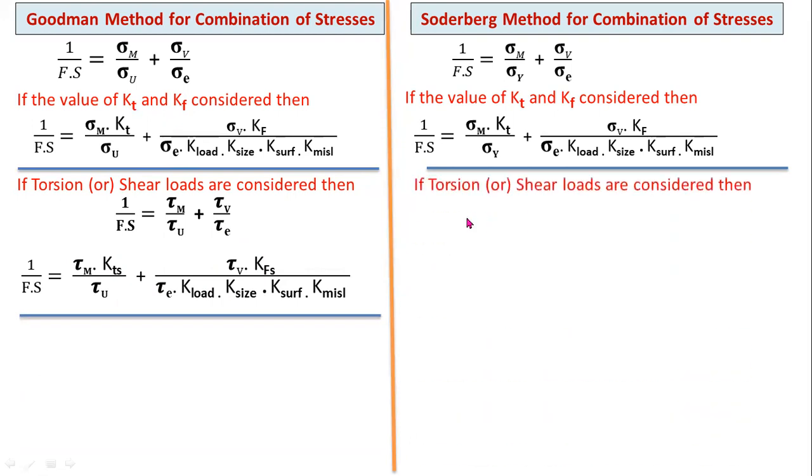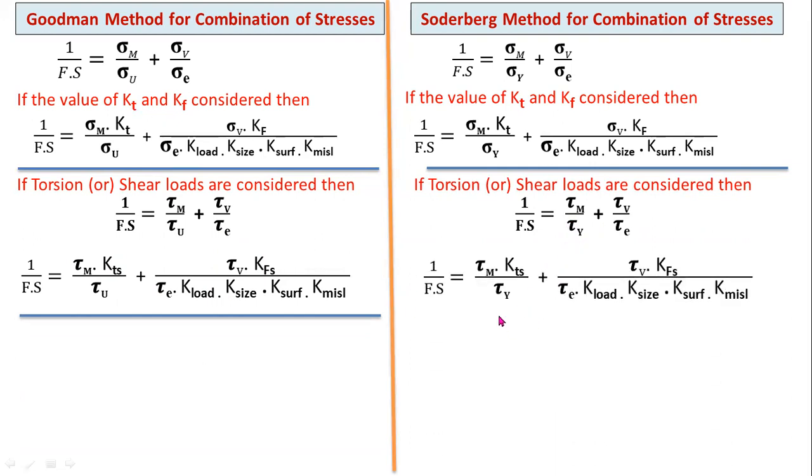In a similar way, for the Soderberg method, 1 by Fs equals tau m by tau y plus tau v by tau e. Here you have to consider tau y, that is the yield stress for shear loads. And this is another formula if you are considering KTS and KFS.